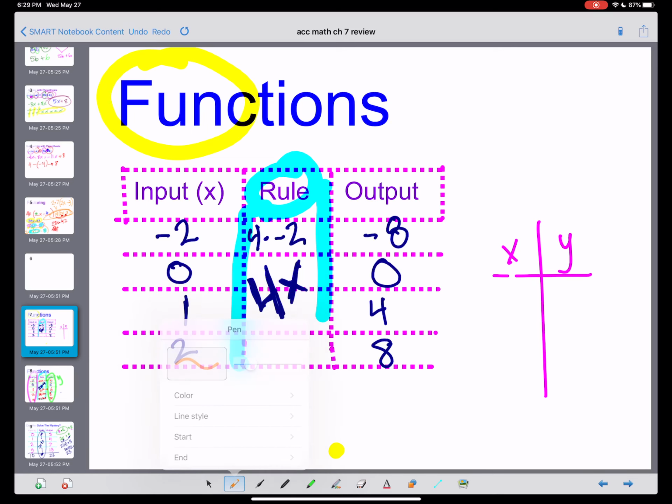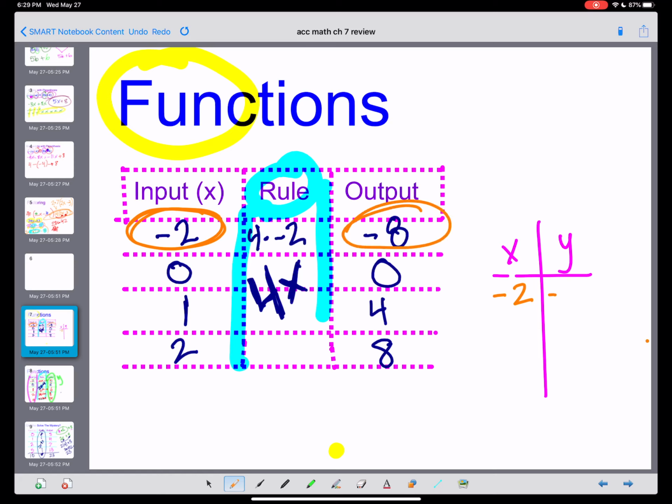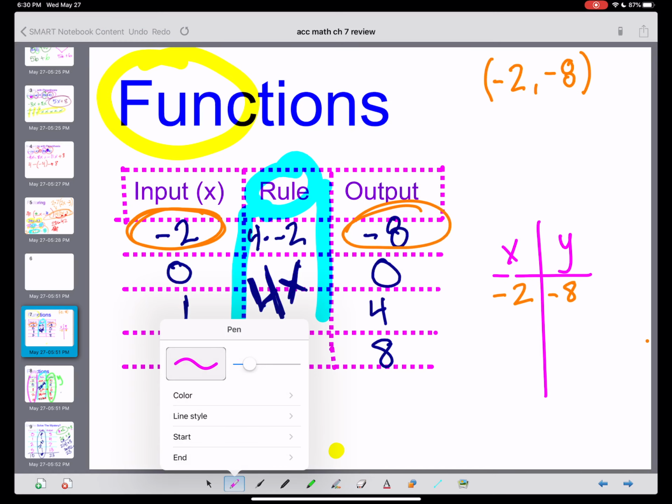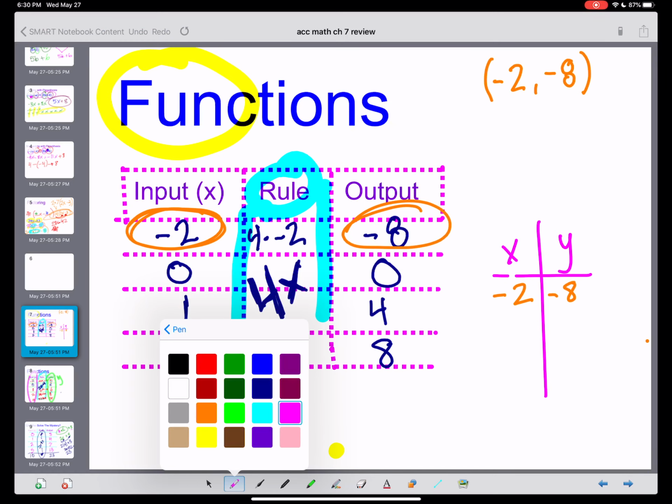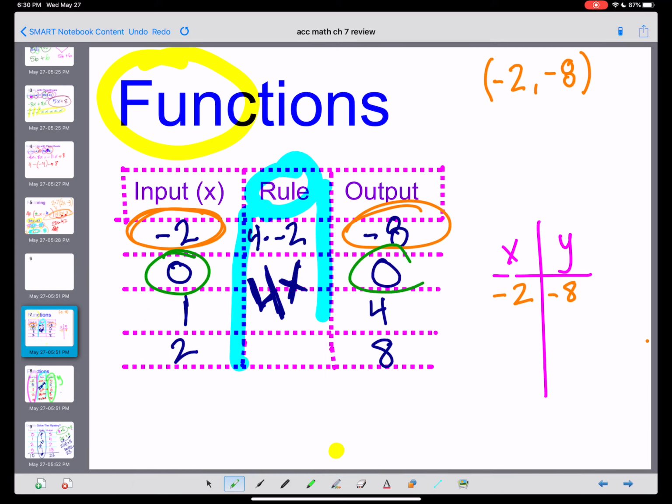So we're going to start with our first input of -2, and the matching output was -8. So I can write this in a table as -2, -8. I can write it as an ordered pair as (-2, -8). So either way I write this allows me to put it on the graph. Okay, next up we'll have 0 and 0. So when x is 0, y is 0. So our ordered pair would be (0, 0).